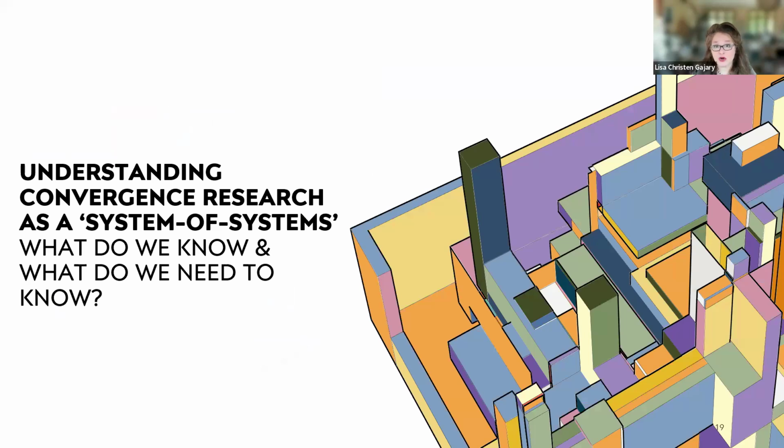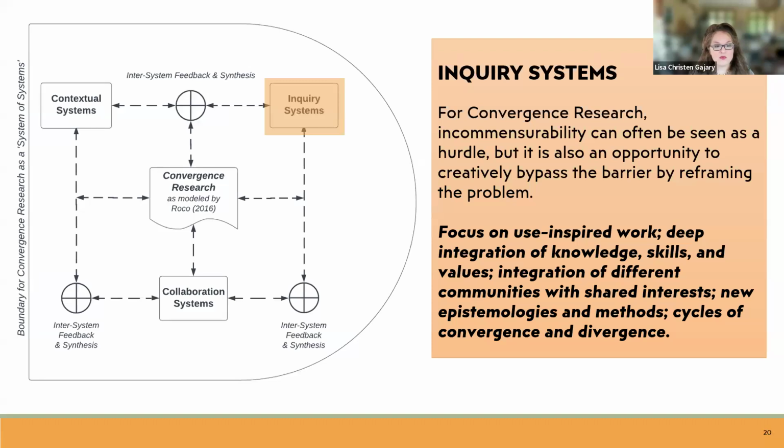So this led to our Minerva paper, and the research agenda that we put forward is to understand convergence research as a system of systems. What does that really mean? Is that just trying to overlay a systems idea onto convergence research? Or does it have implications for how we ask research questions going forward? So if you go to the next slide, please, was what we called inquiry systems.